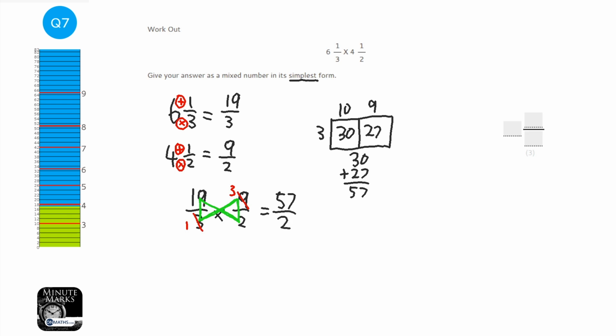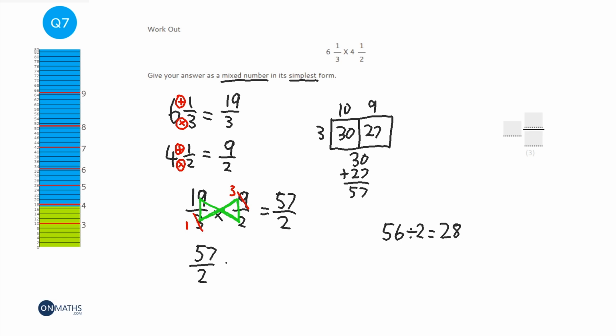Now, it says that it wants it as a mixed number, so we need to do that now. So 57 over 2, we need to make that a mixed number. So we've got to work out how many 2's there are in 57. Well, I know that 56 divided by 2 is going to be 25 plus 3 is 28. So there's 28 whole ones and 1 remainder. So what you do is you work out how many 2's there are in 57, which is 28, and then any leftover, any remainders at the top, just create the fraction. So the answer is 28 and a half.